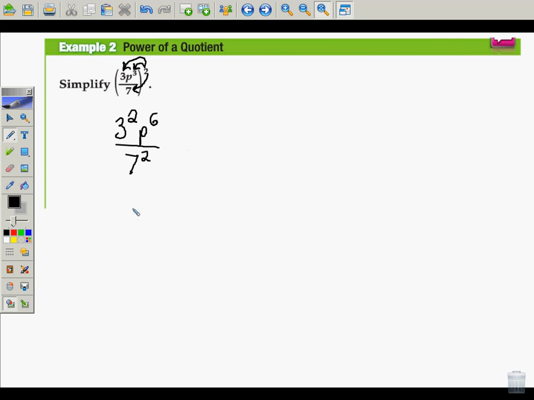3 squared is 9, p to the 6th all over 7 squared, which is 49. Last thing you probably want to do is simplify these fractions, but 9 over 49 is simplified as much as you can. So there's your answer. 3p to the 3rd over 7 all squared gives you 9p to the 6th over 49.